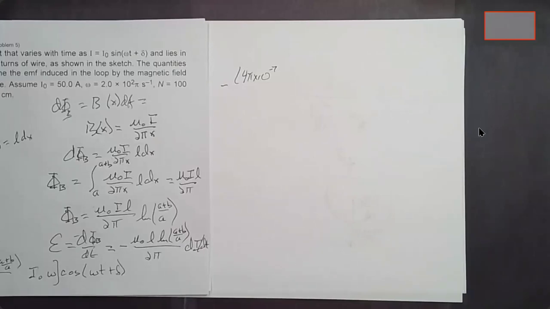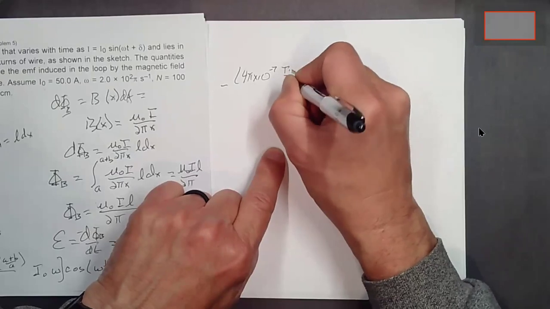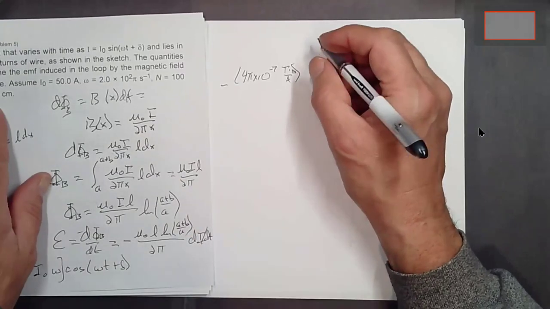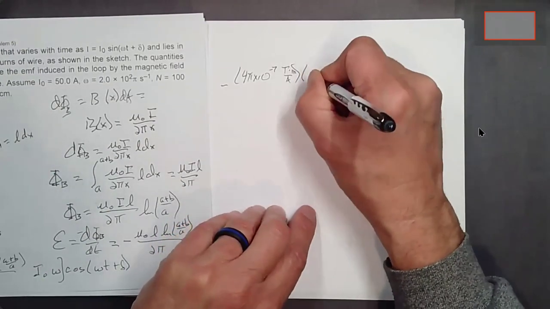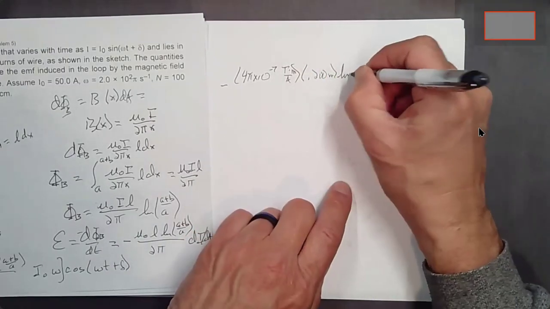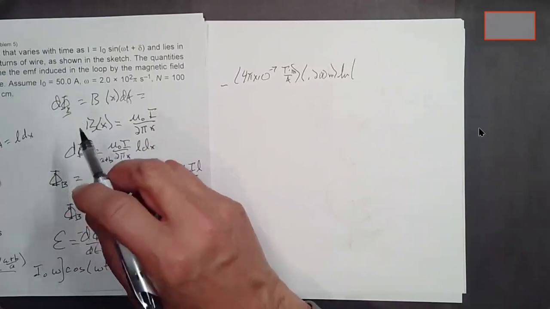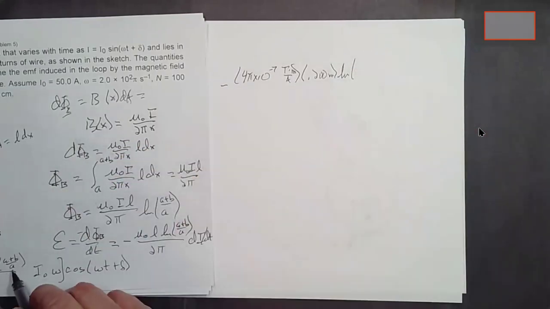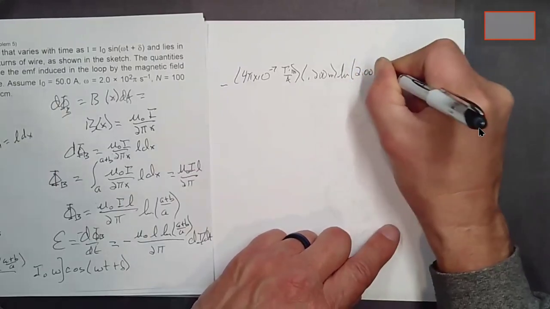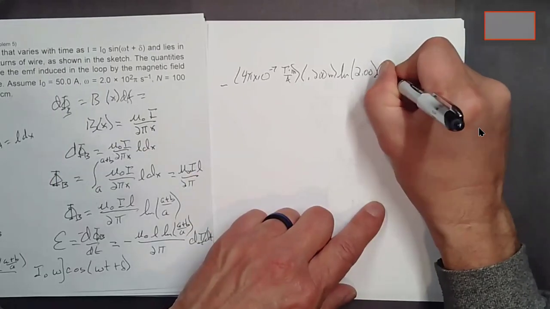Tesla meters per amp. My favorite units for it. Tesla meters per amp. Somehow we're supposed to end up with amps. L was 0.200 meters. Natural log of a plus b, let's see. a and b equal 5 centimeters, so a plus b is 10, and 10 divided by 5 is 2.00 to 3 sig figs. Natural log of 2.00. I naught is 50.0 amps.